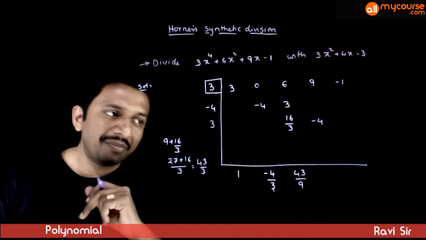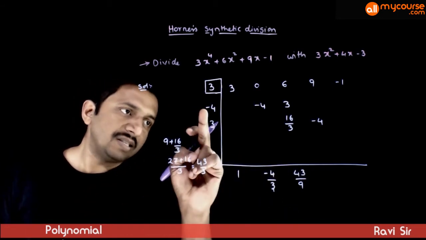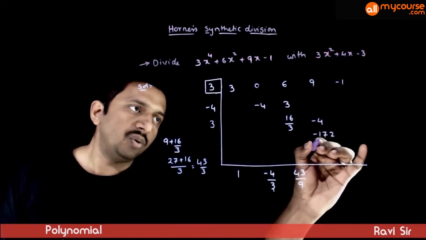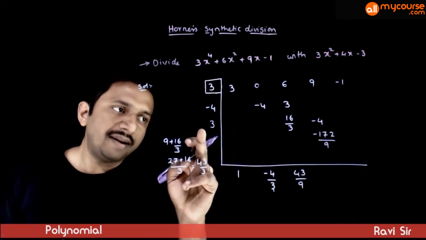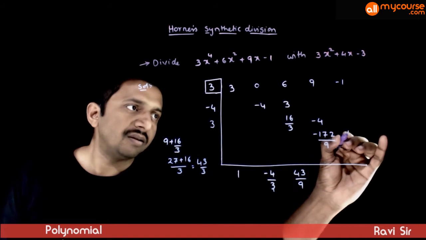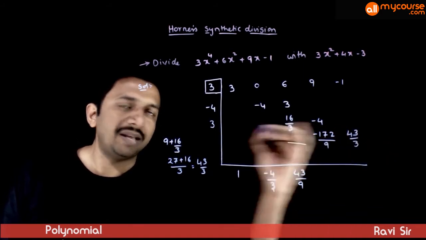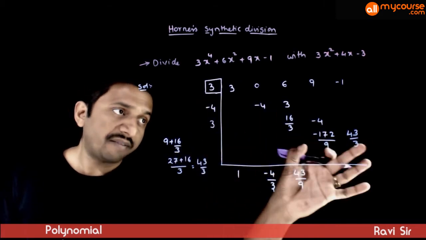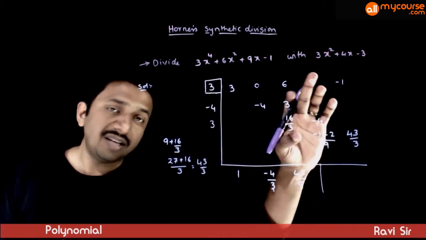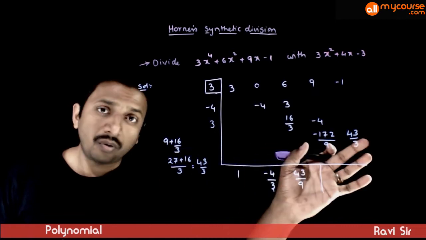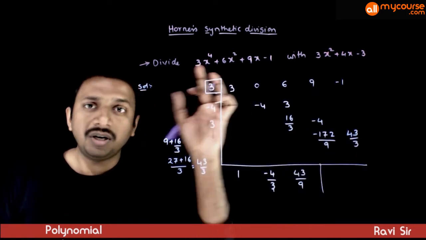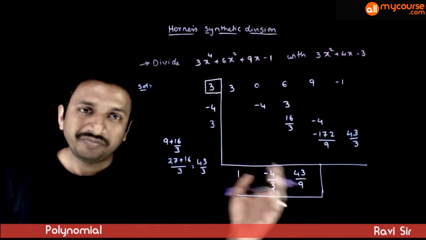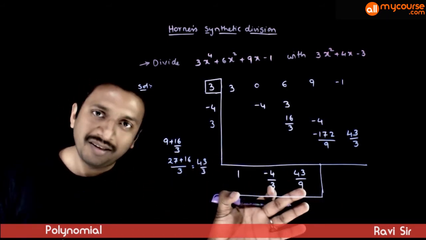43 by 9 into minus 4: minus 160 plus 12, minus 172 by 9. And 3 into 43 by 9 is 43 by 3. So now we have come to the last two terms. So this is the remainder term. When you are calculating the remainder term, you don't need to divide by 3. Till the division is going on, you have to keep dividing by 3.